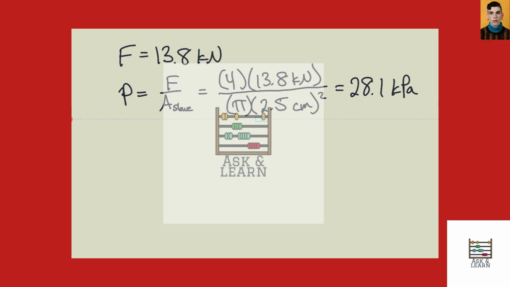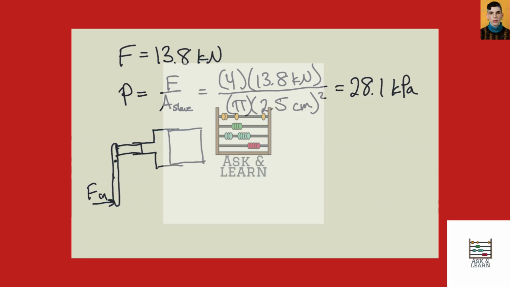If we figure out what the pressure in the slave cylinder is, well, that's just the force acting on the bucket arm divided by the area of the slave cylinder. We are given that the diameter of the slave cylinder is 2.5 centimeters. So 1 over its area is this value here, multiplying it times the force, and we get 28.1 kilopascals.